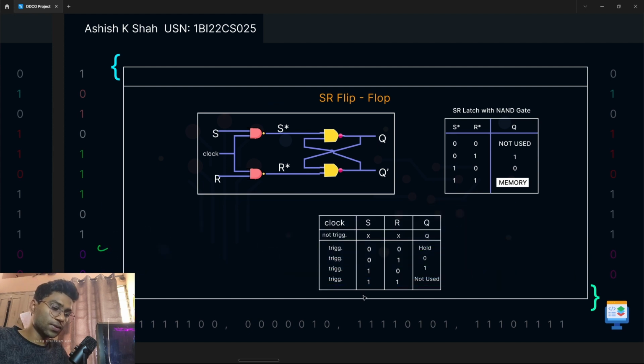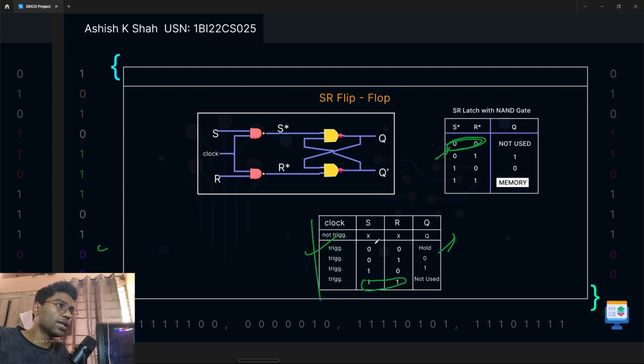In the fourth case, we never use the fourth case. In the case of latch, we never use 0 0 as the first case, because it leads us to unpredictable behavior. Now you can see here, when the clock is triggered, that means we have applied our clock to any CPU or any device or any circuit.